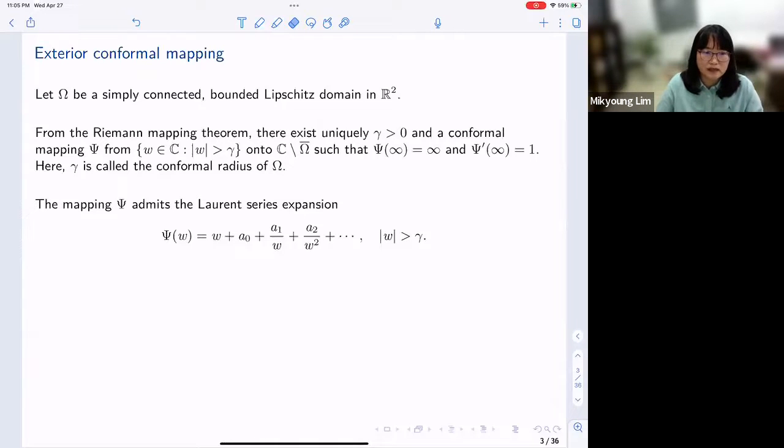And then psi admits the Laurent series expansion. For w bigger than gamma, it has only one positive order term, w, and the constant a0, and then negative order terms. And the coefficient is denoted by a sub n.